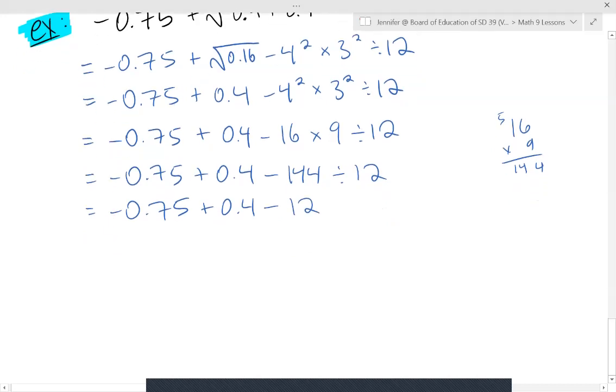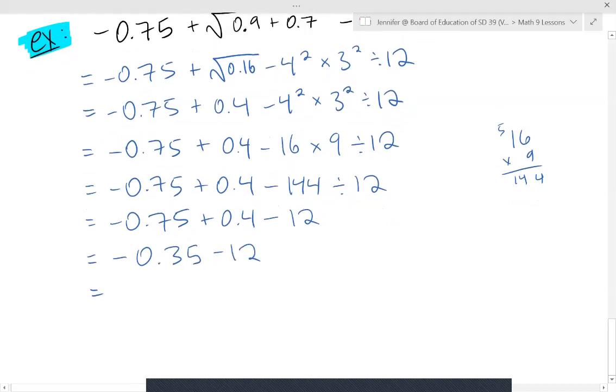Almost done. Now we just do our addition and subtraction in the order that it appears. So we've got this first, negative 0.75 plus 0.4. So that's going to still be negative overall, but we move right on the number line. So negative 0.75, that's going to give us negative 0.35 if we add 0.4 to it. We still have our 12. Then our final step is we subtract these together. Thankfully, it's an easy one. We've got minus 12.35 as our final answer.